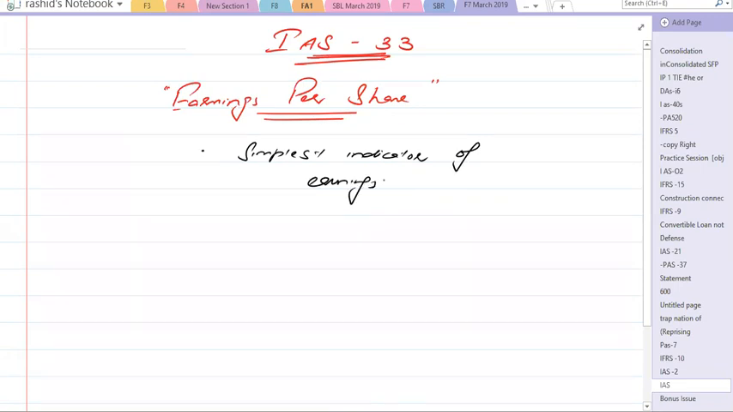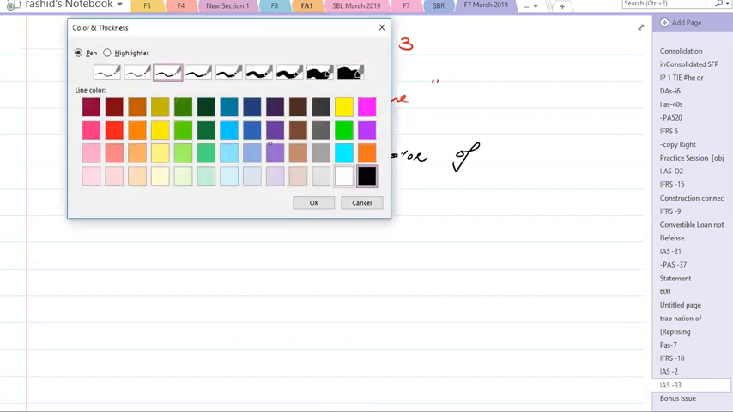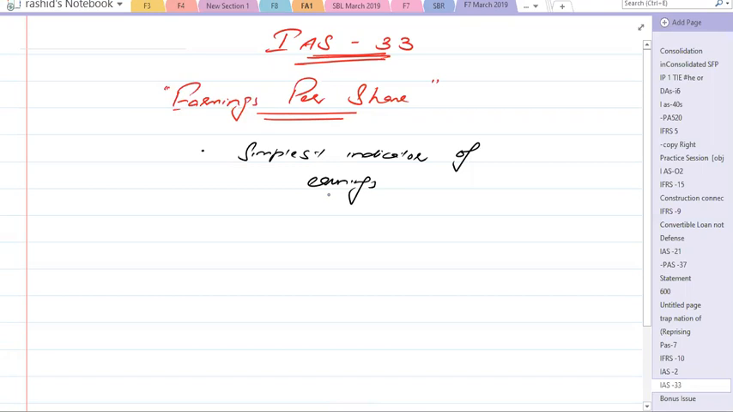For example, if you are communicating even to a layman that you have earned this much amount per share, then they can simply understand it. If you tell someone that you have earned $0.5 per share, they can simply multiply that $0.5 by their total number of shares and calculate the total earnings. So earnings per share is the simplest indicator of earnings.